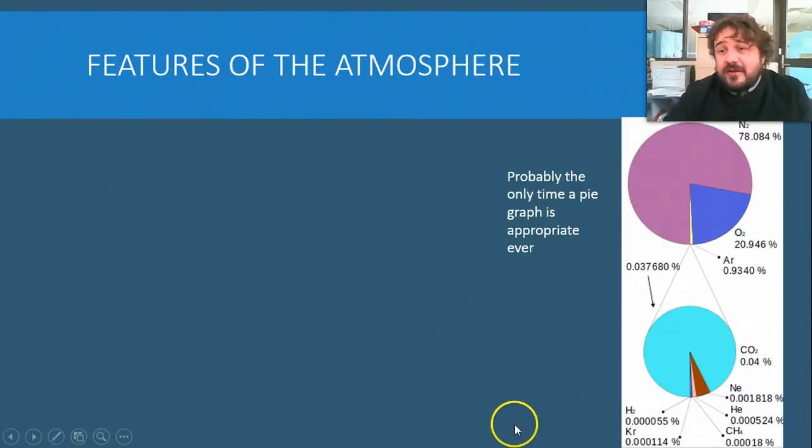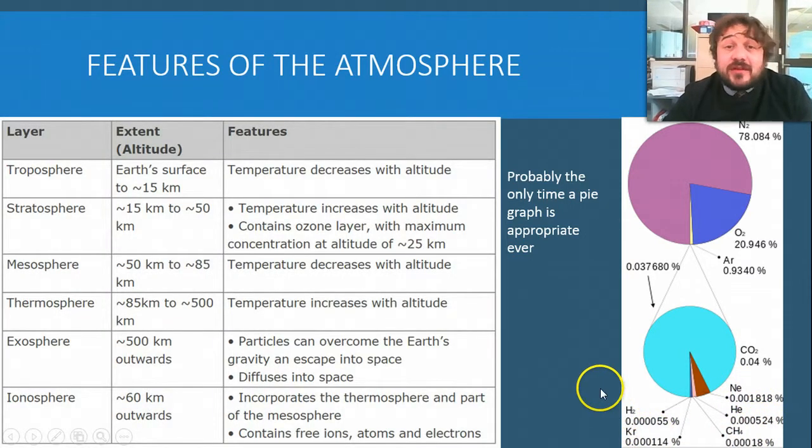Alright, so first off, here is your pie graph. We've all seen it before. The remaining 4% is this here, okay? So 0.037, they've got it here. It's 0.036 we'll run with for the moment, is carbon dioxide. That shouldn't say that. That and that should be swapped around. Then you've got neon, helium, methane, krypton, and hydrogen. So let's have a look at the layers.